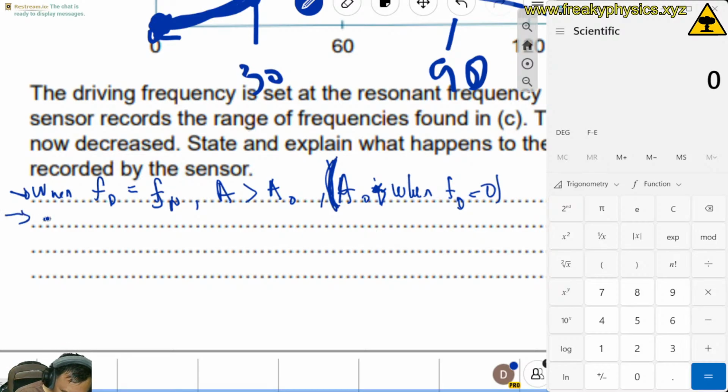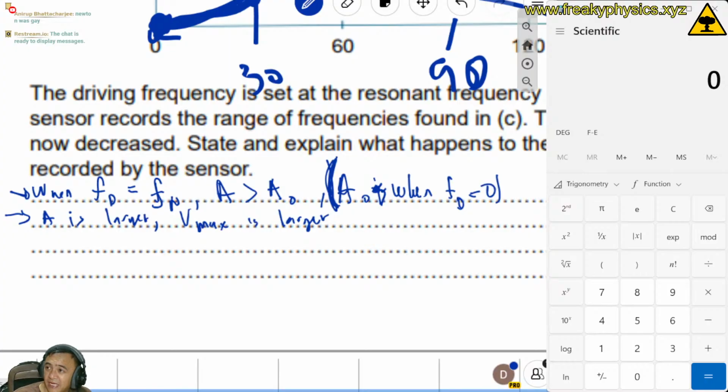So when the amplitude is larger, Vmax is also larger, right? Because of the energy being stored in the oscillation. The bigger the amplitude, the more energy stored, and therefore the faster the maximum speed.